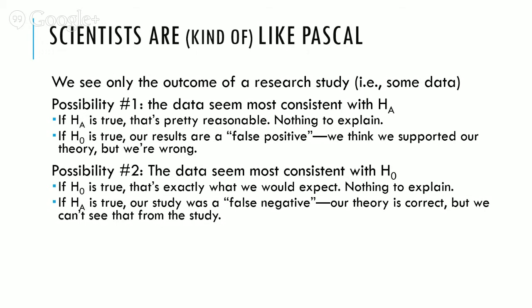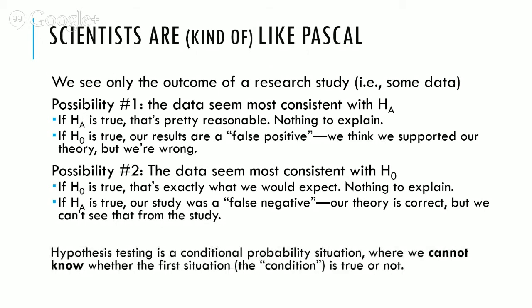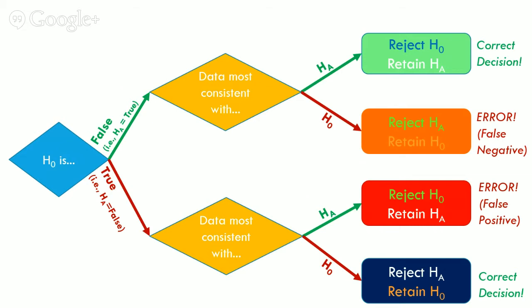Now, I hope you can see that with these two possibilities, we won't know whether the hypotheses are true or not. Therefore, we'll make this decision, and we'll never know whether we've got this reasonable assumption exactly what it seems, or whether we're making an error, this false positive or this false negative. So this is what's going on here. We've got the null hypothesis being either false or true. If it's false, then the alternative hypothesis is true. And in both situations, we have the data either being consistent with the alternative hypothesis or the null. But we're never going to see that.